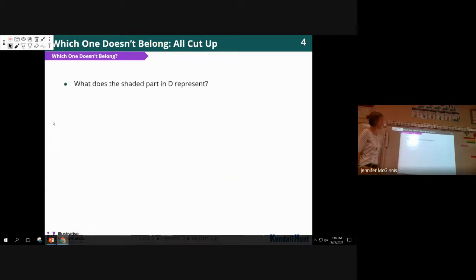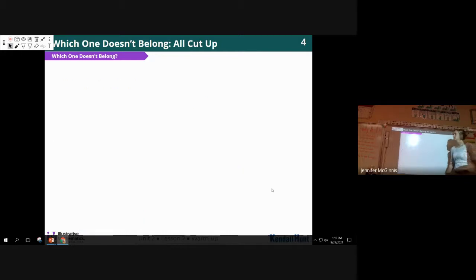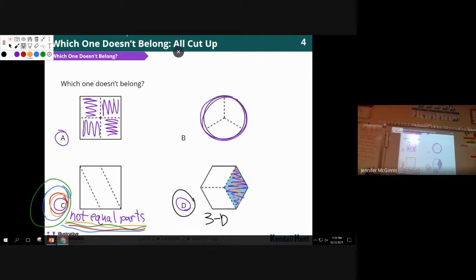What does the shaded part in D represent? Let me flip back to D. What does the shaded part in D represent? What's that fraction there, Lila? 1/3. Because how many total equal parts are there, Lila? 3 total equal parts. And how many are shaded? 1. Good job. You are correct. 1/3.